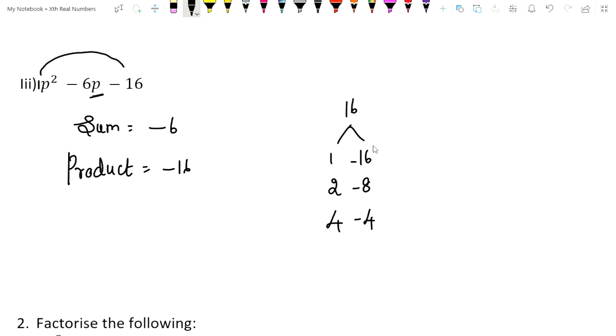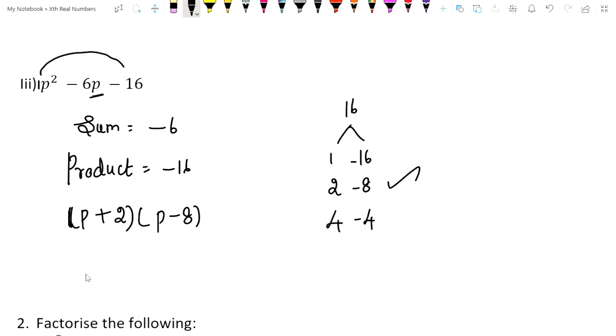Okay. And see here, minus 16 plus 1, what will you get, children? Minus 15. Okay. And see here, minus 8 plus 2, what will you get? Minus 6. You are getting the sum. Here, minus 4 plus 4, what will you get? 0. Okay. So you leave it. So which is the suitable factor here? 2 and minus 8. Okay. So p plus 2 into p minus 8.